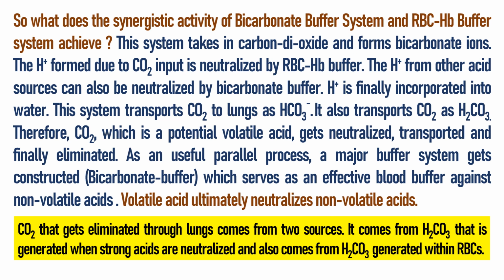A major buffer system gets constructed, which is the bicarbonate buffer, and which serves as an effective extracellular blood buffer against non-volatile acids. Volatile acid ultimately neutralizes non-volatile acids. Carbon dioxide that gets eliminated through lungs comes from two sources. It comes from carbonic acid that is generated when strong acids are neutralized, and it also comes from carbonic acid generated within red blood cells.